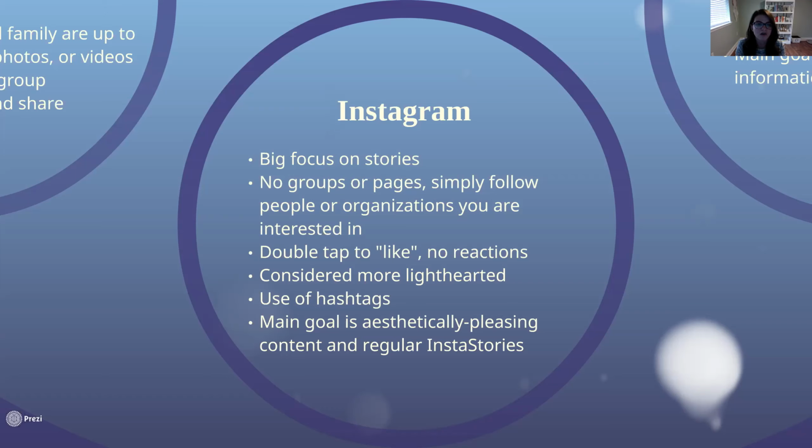So on Instagram, there aren't groups or pages. You just follow the accounts of the people and organizations that you're interested in. So you can double tap to like a photo, or you can hit the heart. It's just easier to double tap. There aren't reactions. So on Facebook, we now have like, heart react, angry react, wow react, and sad react. So on Instagram, you just double tap it if you like it. If you don't, you just keep scrolling. Instagram is considered more lighthearted, less politically fueled than Facebook is, and Twitter.